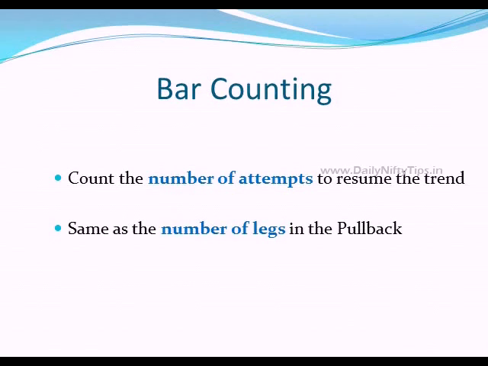With bar counting, I'm counting the number of attempts that the trend makes to resume, and it's the same as the number of legs in a pullback. For example, in a 2-legged pullback, an ABC correction, after the first leg down, the market tries to turn up. That's a high 1. The market turns down again for a second leg, and when it tries to resume up again that second time, that is a high 2 buy setup.